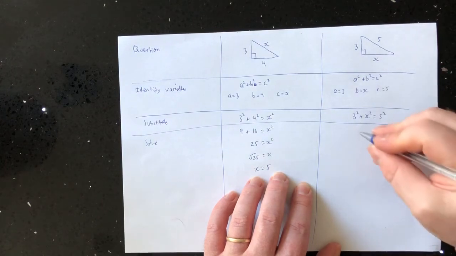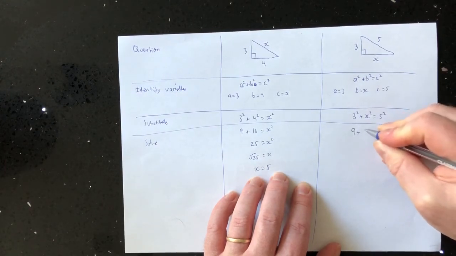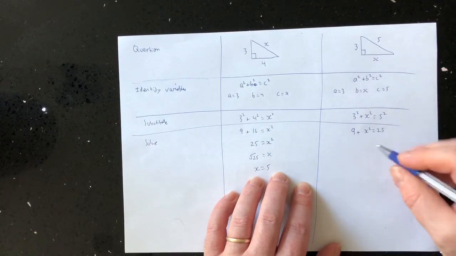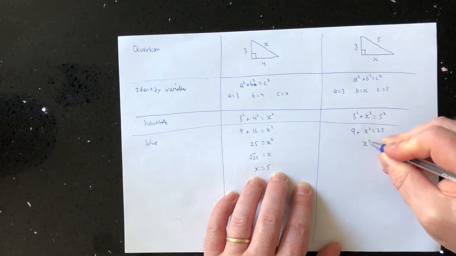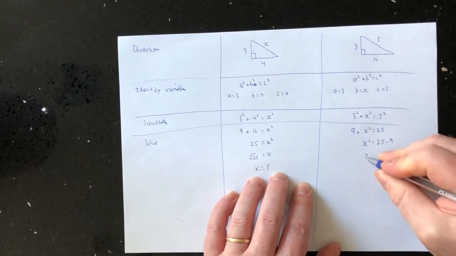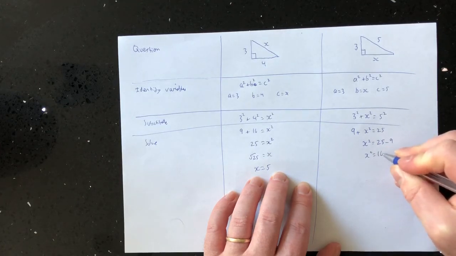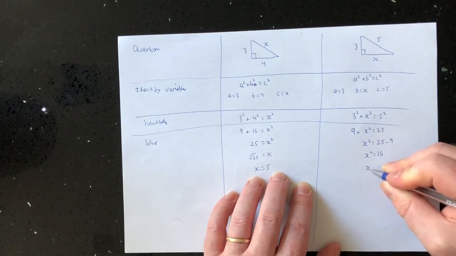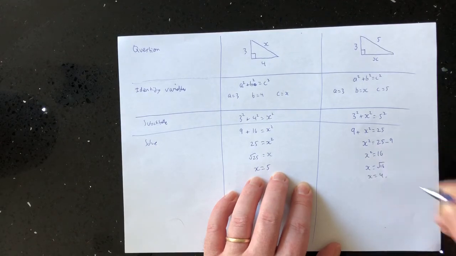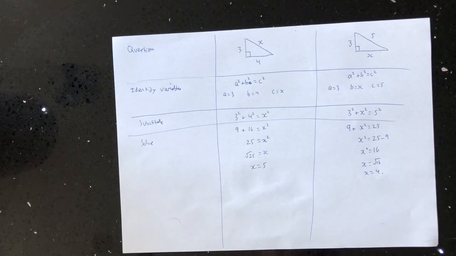So this time we solve. We've got 9 plus x squared equals 25. We're going to minus the 9 from both sides, so we've got x squared equals 25 minus 9. x squared equals 16, and then square root. So x equals 4. Okay, happy days.